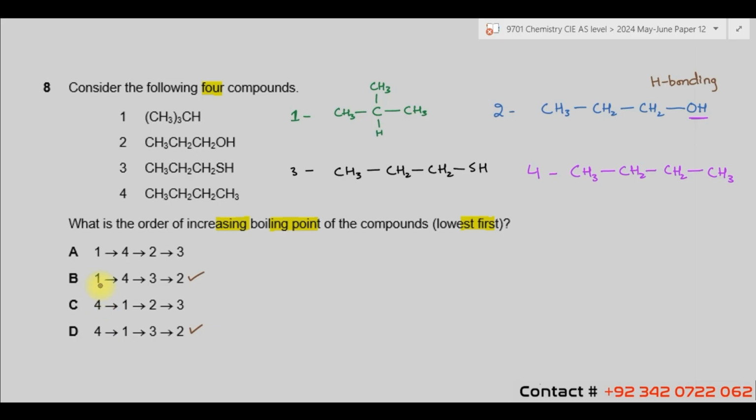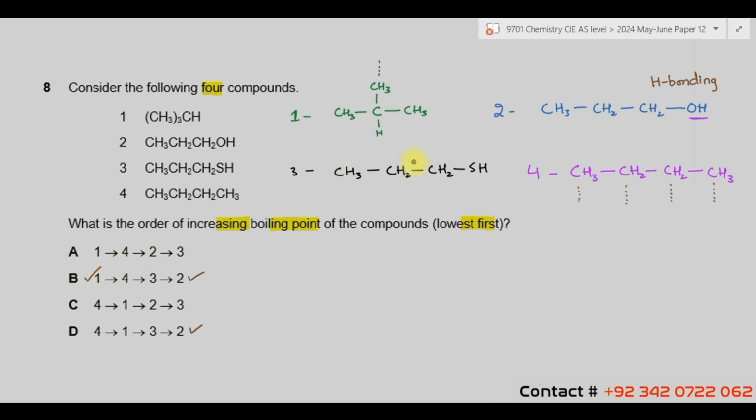Now let's look at whether 1 is the lowest or 4 is the lowest. In 1 we have a branched structure, in 4 we have a straight chain. There are more contact points in a straight chain between two molecules as compared to a branched chain. Due to more contact points, the boiling point increases because more van der Waals forces are present. So 4 must be higher than 1. So 1 is the lowest.